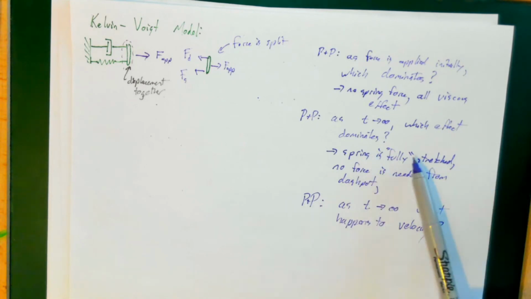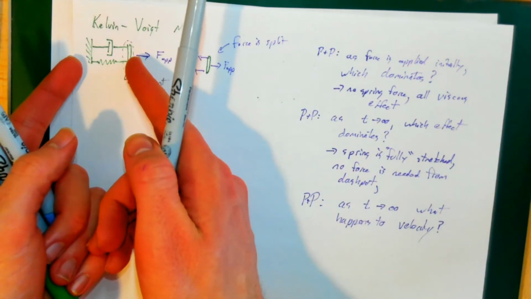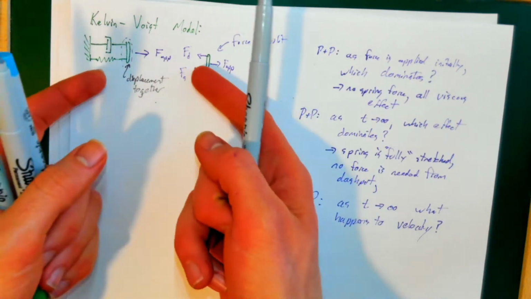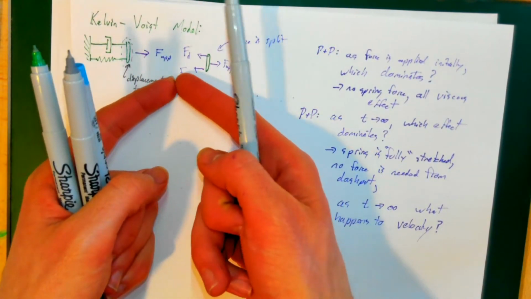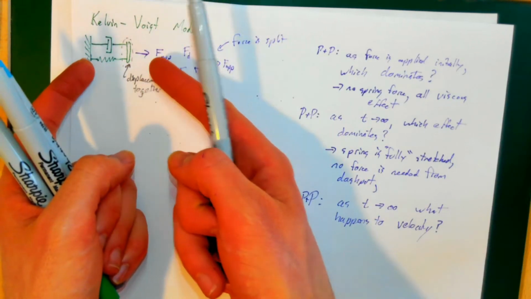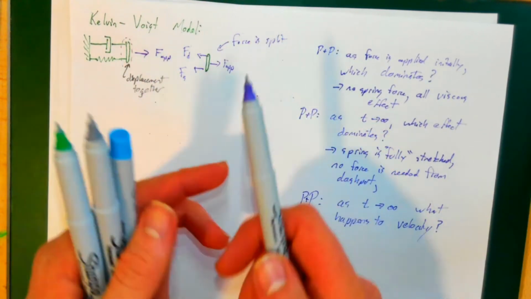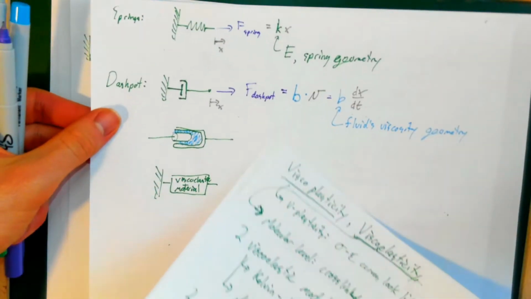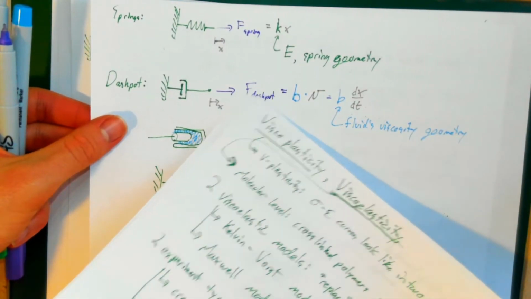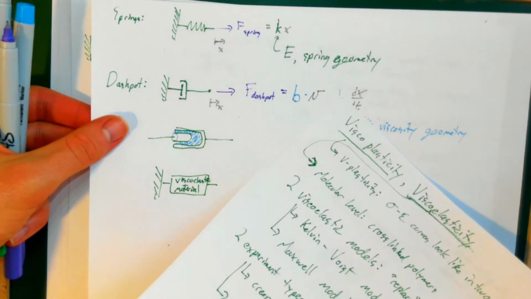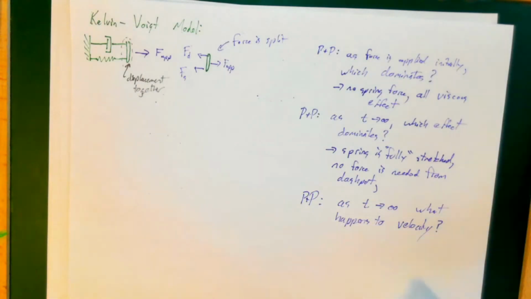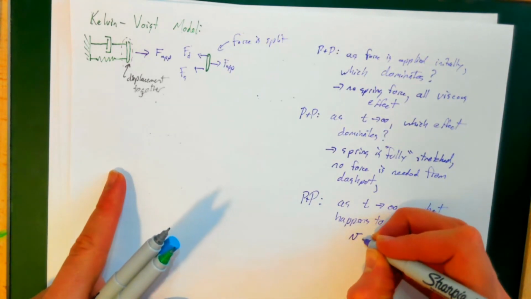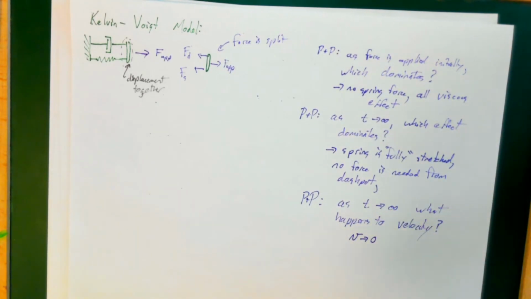Well, if the spring is fully stretched, it's not moving anymore. And consistent with that, if all of the force gets taken up by the spring once the spring gets stretched out, and no more force is needed from the dashpot, then that basically means there's no more velocity of this system here. So what happens to velocity? That basically means velocity approaches zero as time goes to infinity.